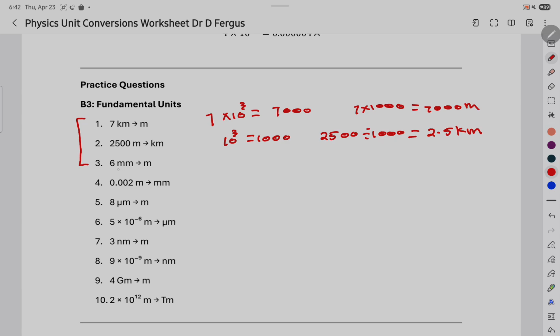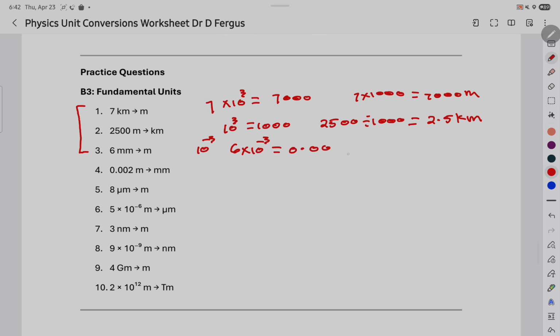Okay, now 6 millimeters to meters, we're moving from a smaller unit to a larger unit, and we also divide. Okay, so we can have milli. What milli means is milli is 10 to the minus 3. So we can say 6 by 10 to the minus 3, and this is going to give us 0.006 meters. Now, 10 to the minus 3 is the same as 0.001.